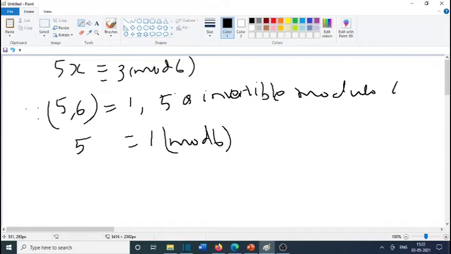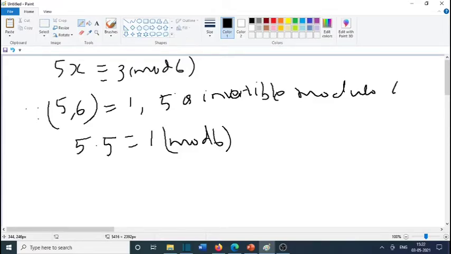Next, 5 into 2 is 10. 10 minus 1 is 9. 9 is not a multiple of 6. 5 into 3 is 15. 15 minus 1 is 14. 14 is not a multiple of 6. 5 into 4 is 20. 20 minus 1 is 19, which is not a multiple of 6. Next, 5 into 5 is 25. 25 minus 1 is 24, which is a multiple of 6.